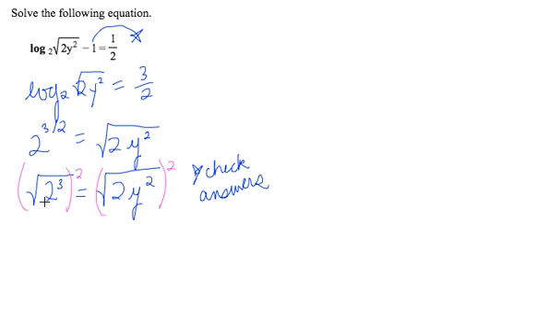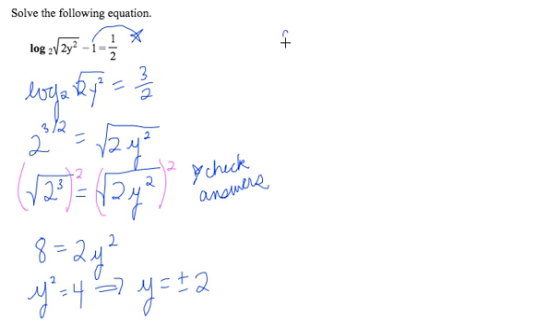So on the left now we have 2 cubed, or 8, because the square root and square cancel. And on the right we have 2y squared. So we have y squared equals 4. So y is plus or minus 2. Okay, so checking, let's check y equals, start with the negative 2.